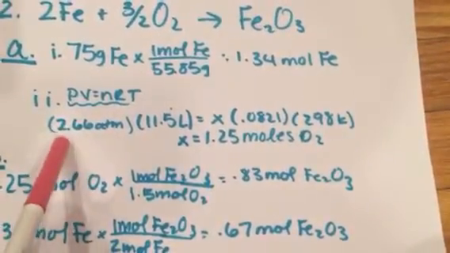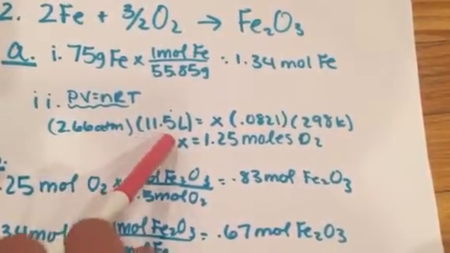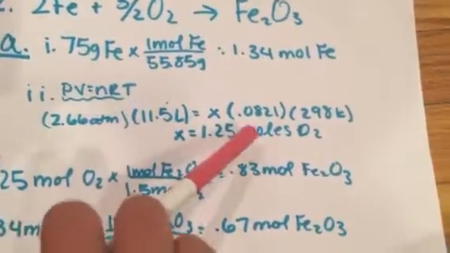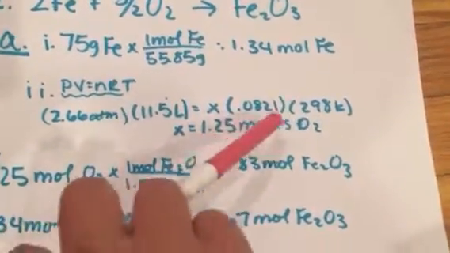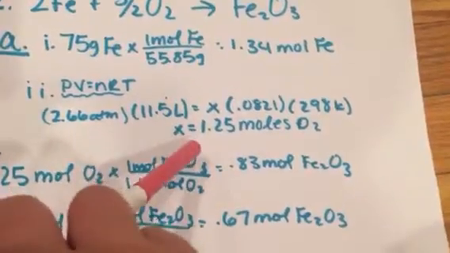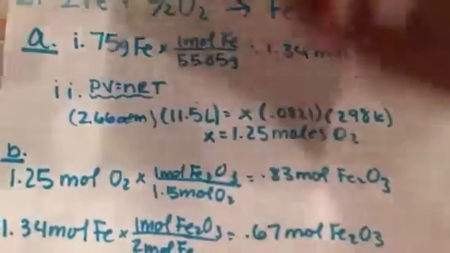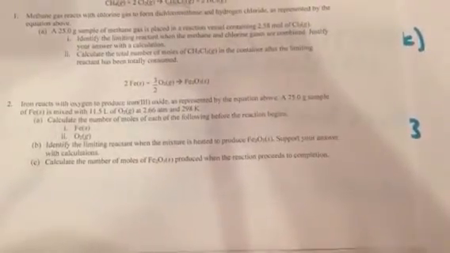So we're going to plug in 2.66 atm for our pressure, 11.5 liters for our volume, X is our moles or n, and then 0.0821 is our constant R, and 298 Kelvin is our temperature. And when we plug that into our calculator, we get 1.25 moles of O2. So now let's move on to part B, which asks us to identify the limiting reactant when the mixture is heated to produce Fe2O3. Support your answer with calculations.